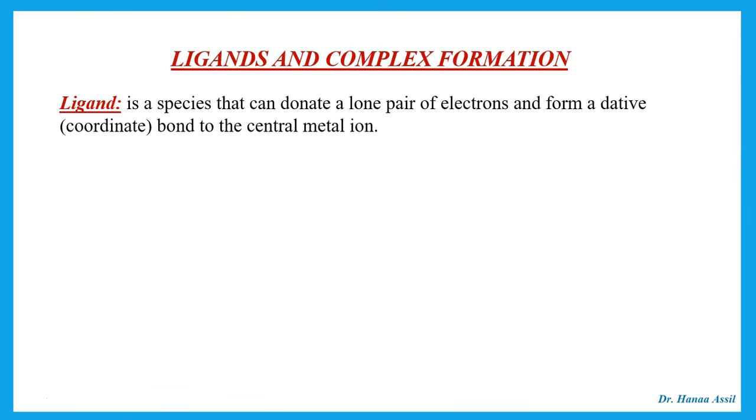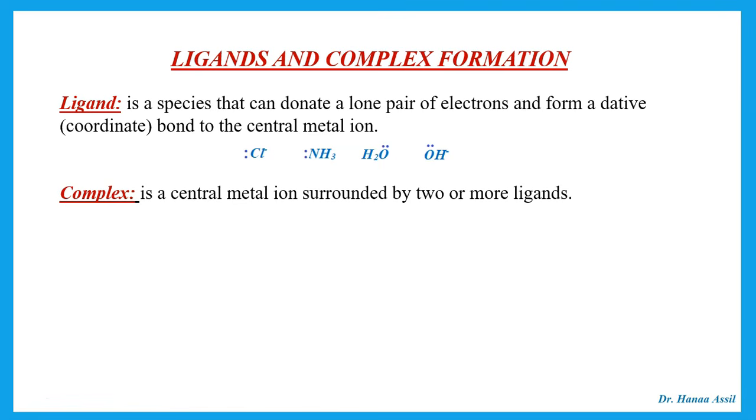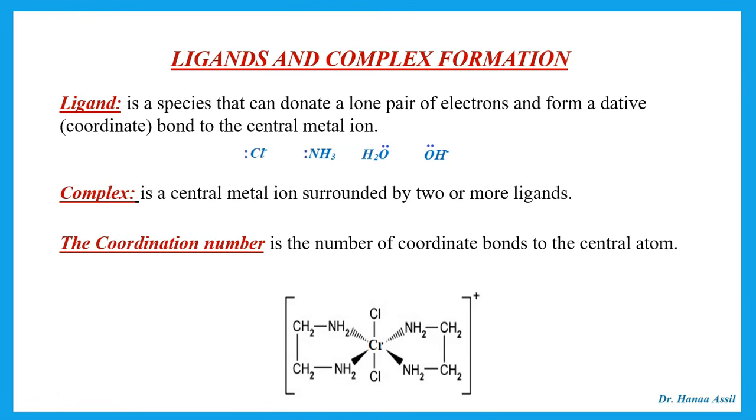You should know that a ligand is a species that can donate a lone pair of electrons and form a dative bond with a central metal ion. For example, chloride, ammonia, water, and hydroxide ions can act as ligands. When they form dative bonds to the central metal ion, this is called the complex. And the number of dative bonds, or the number of coordinate bonds made, is the coordination number.